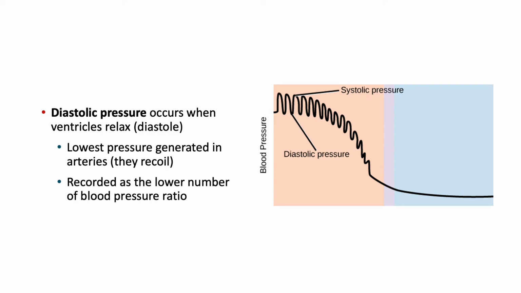This is followed then by the diastolic pressure that occurs when the ventricles relax, when the heart is in diastole. Okay? And we see this as the lower pressure that's generated within the arteries as they recoil. So we see this as the bottom of the trough here within that variation due to the cardiac cycle. Okay? So that's our diastolic pressure, and we record that as the lower number of that blood pressure ratio.